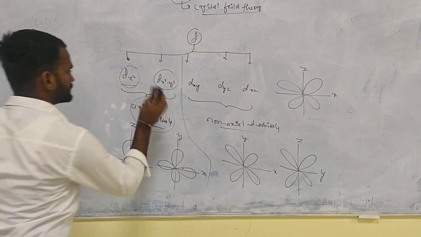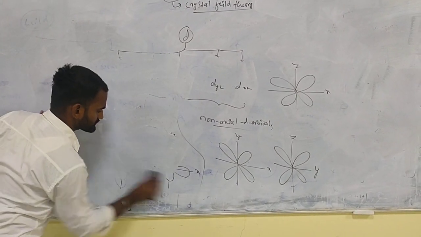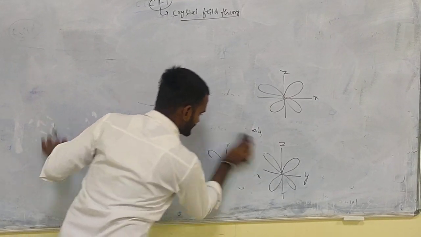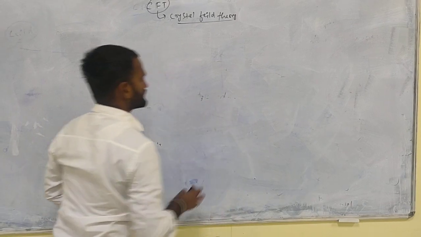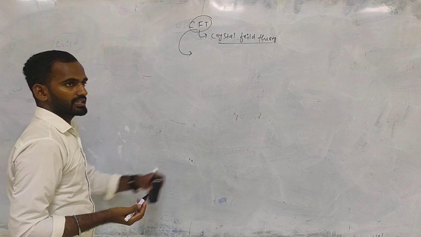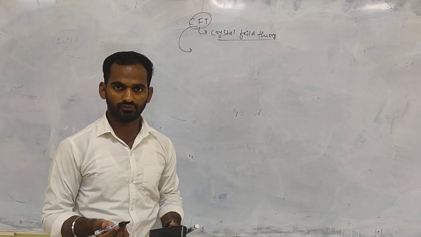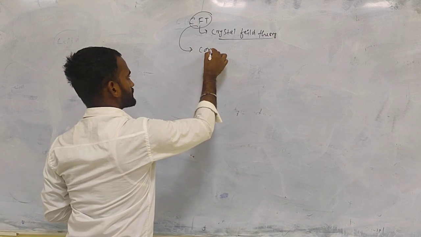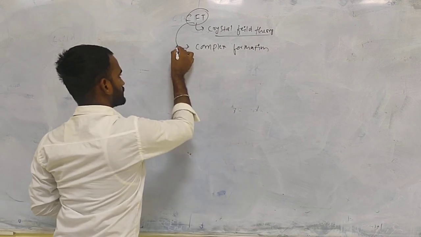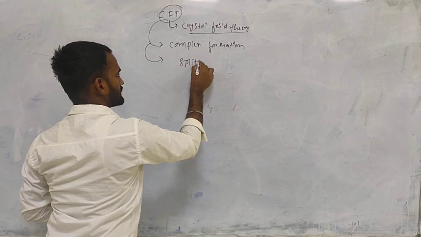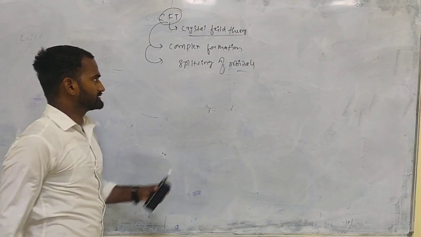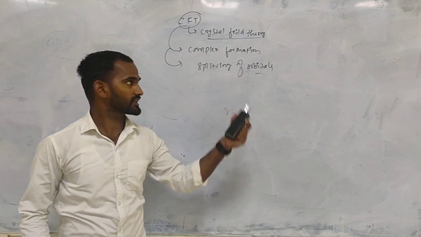Let us keep these d orbitals in mind, because it is very useful before going to the CFT. So let us enter into the CFT theory. What does the CFT theory say? It explains how the complex is going to form, that is the complex formation, and next the splitting of orbitals. These are the 2 main points we are going to study in the CFT theory.